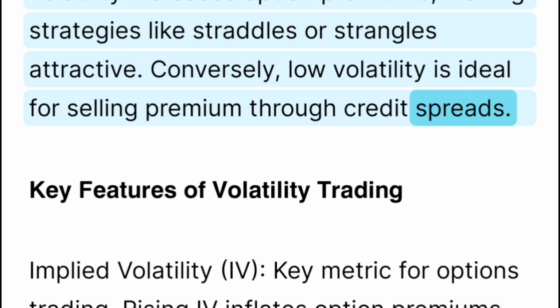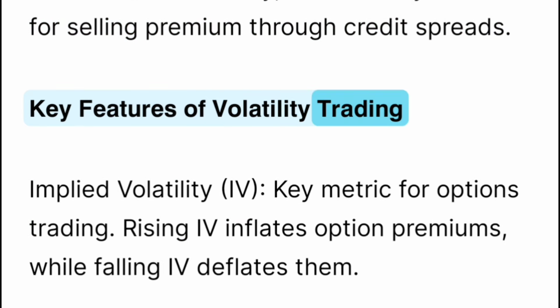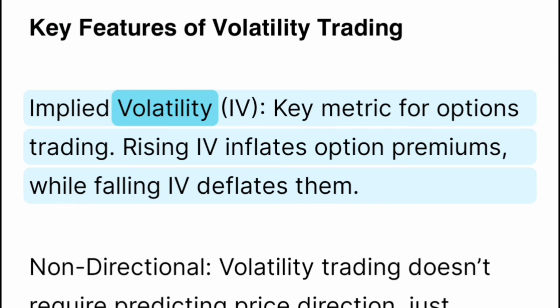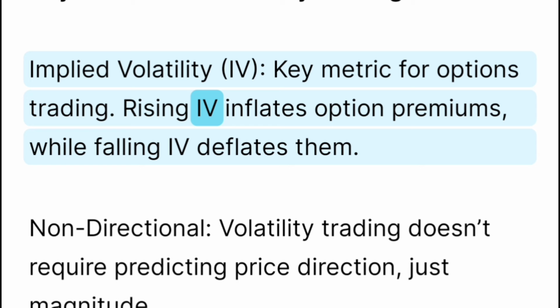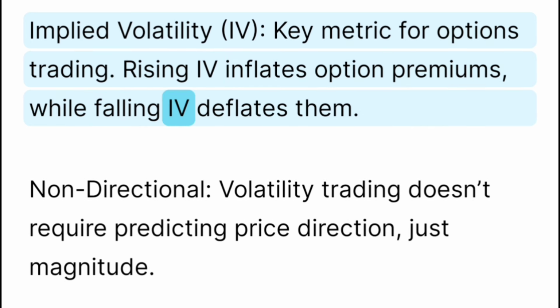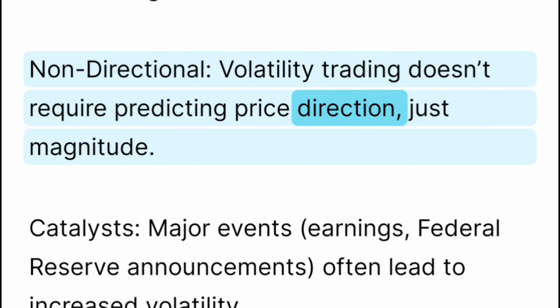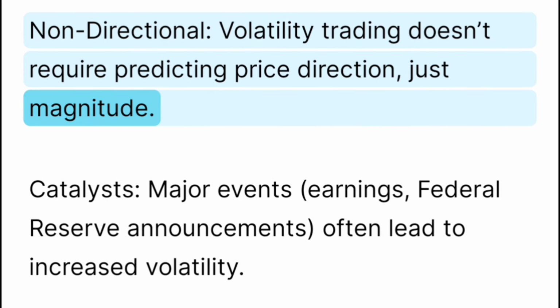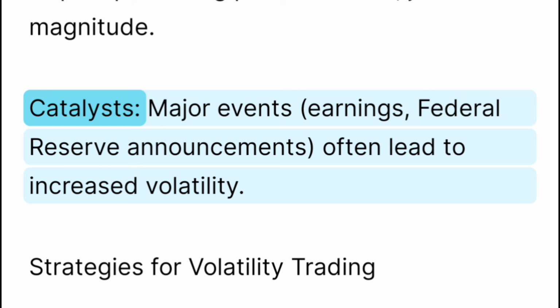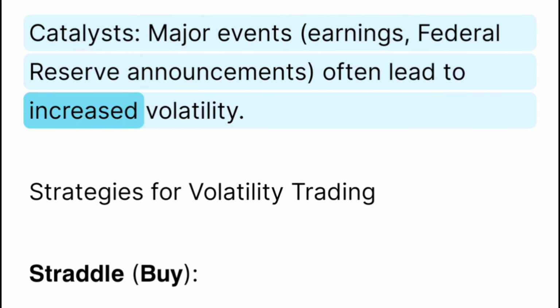Key features of volatility trading: implied volatility, IV, is a key metric for options trading. Rising IV inflates option premiums while falling IV deflates them. Non-directional: volatility trading doesn't require predicting price direction, just magnitude. Catalysts: major events, earnings, Federal Reserve announcements often lead to increased volatility.